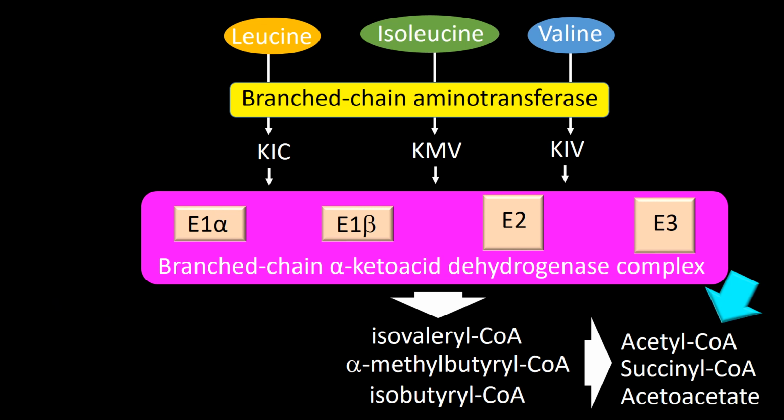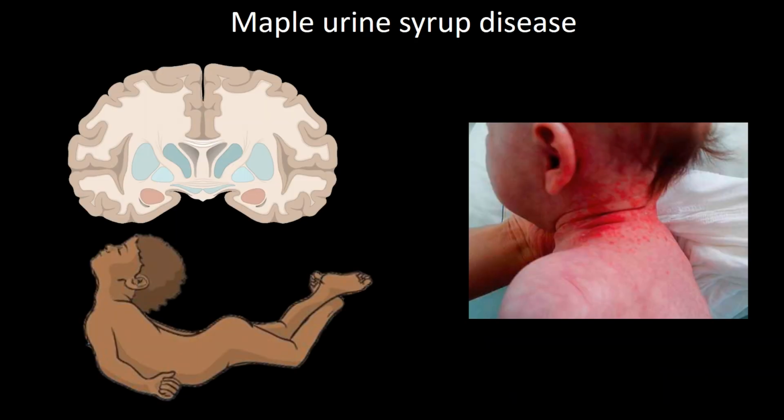The substances resulting from the action of these enzymes ultimately are transformed into acetyl-CoA, succinyl-CoA, and acetoacetate. It is the failure of some of the components of the branched-chain alpha-ketoacid dehydrogenase complex leading to the accumulation of primary leucine ketoacids that produces in some patients a neonatal form of maple syrup urine disease with severe encephalopathy manifested by extrapyramidal signs and cortical findings, including opisthotonus and skin rash.